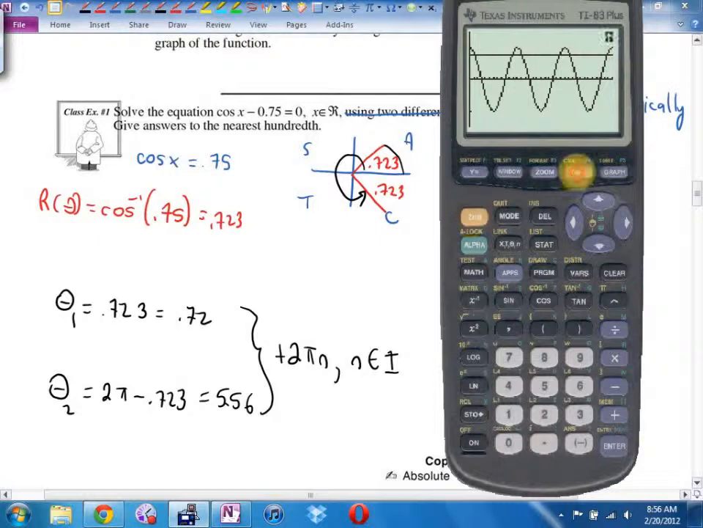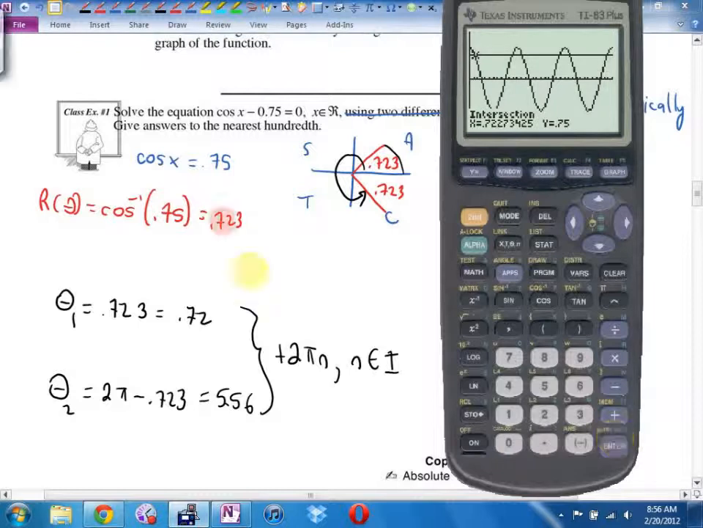Remember how to find the first one. Second function, calculate, intersection. First curve, enter. Second curve, enter. Now I'd like to show you a shortcut. How many answers are there on my screen? 6. I want the first one, which is closest to 0. Instead of using your arrow keys, if you just type in 0 as your guess, it'll find the left-hand one pretty nicely. A little quicker than holding the arrow keys down and moving sideways.